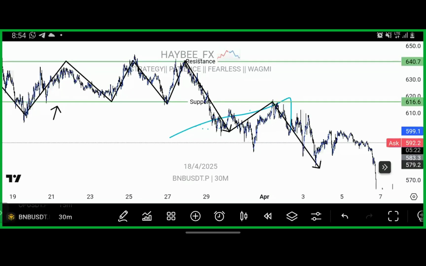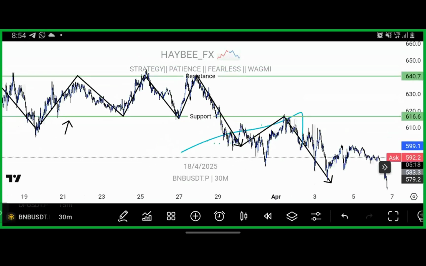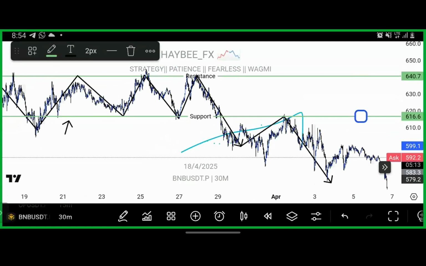That's the first thing. Then the second thing is that these two lines are the support and resistance. And once this support gets broken, this support line turns to resistance, thereby driving the market back downward.